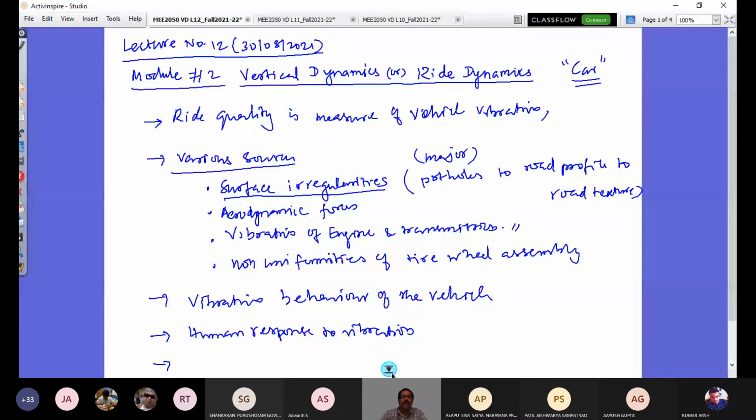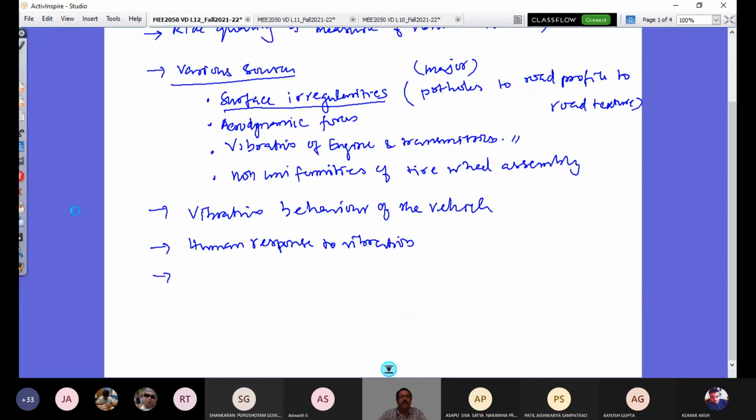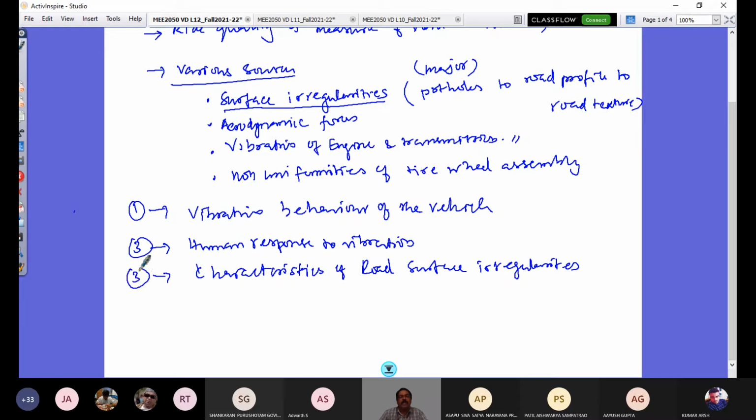Characteristics of road surface irregularities. Why is this very important? So these are the three important aspects. If you are good at them, you would be able to meet the main objective of vertical dynamics or ride dynamics, to have an appropriate guideline for control strategies for isolation of vibration.